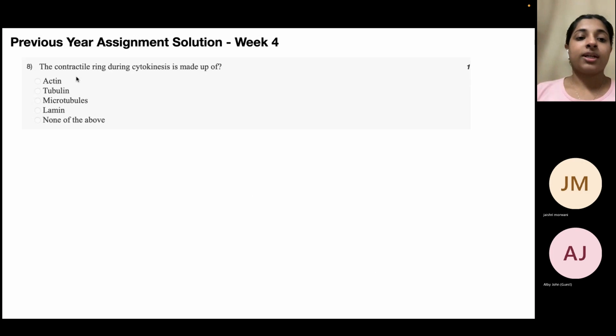The next question was, the contractile ring during cytokinesis is made up of. Again, this we saw in this session that it is made up of actin, but of course it has other proteins as well. However, tubulin is a part of the microtubules and lamin is a part of the nuclear envelope, and none of these proteins are a part of these contractile rings.